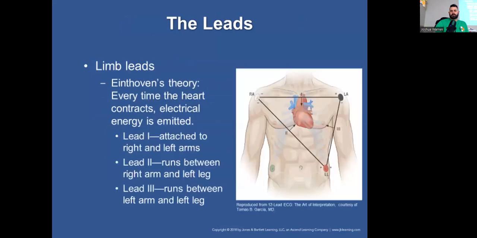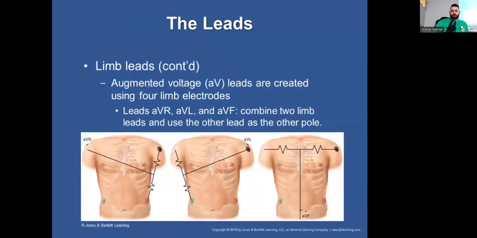Another example of Einthoven. Won't waste time there. So the limb leads, they are augmented voltage leads. Augmented voltage, so your AVR, AVL, AVF. These leads are created using 4 limb electrodes. They combine with the other leads to give you a different viewpoint. What does it mean for something to be augmented?